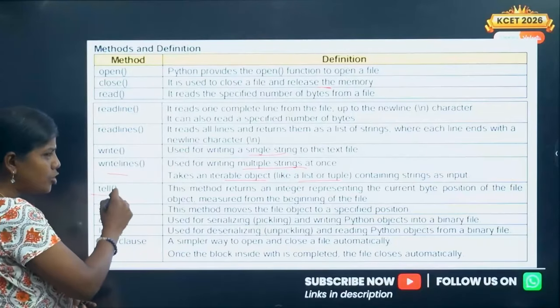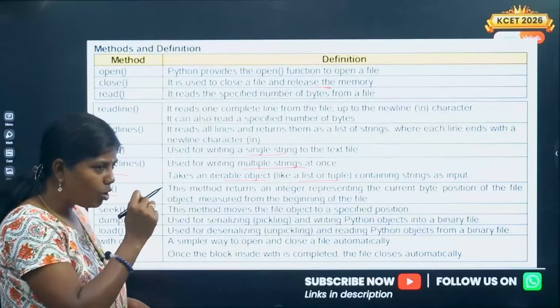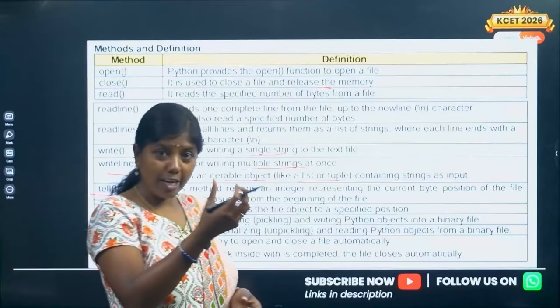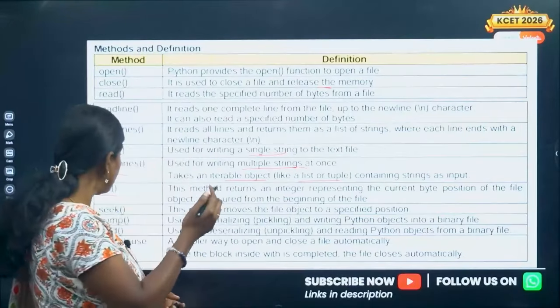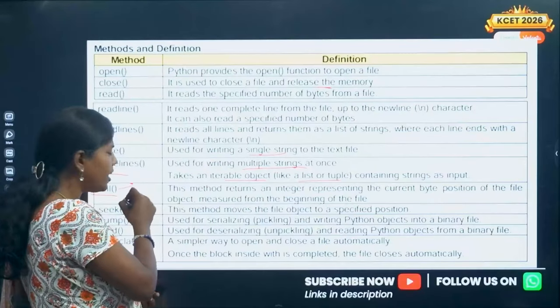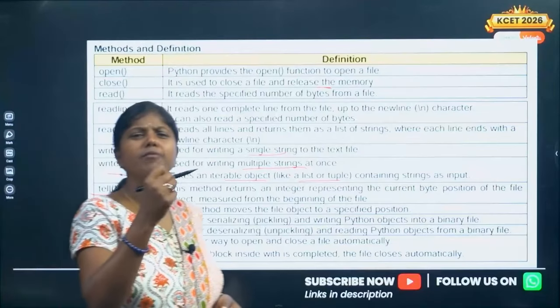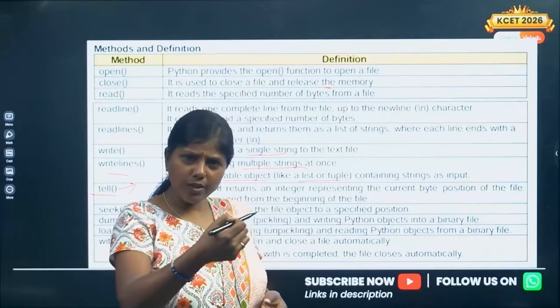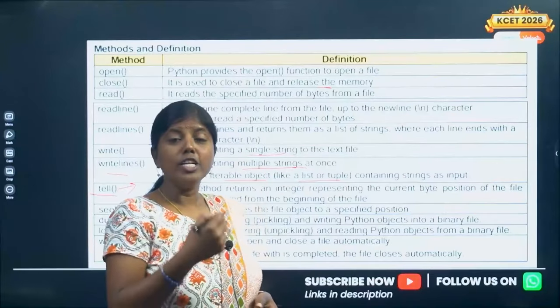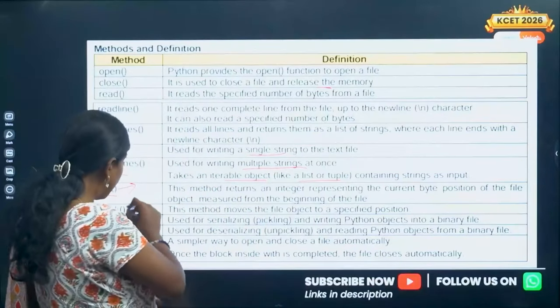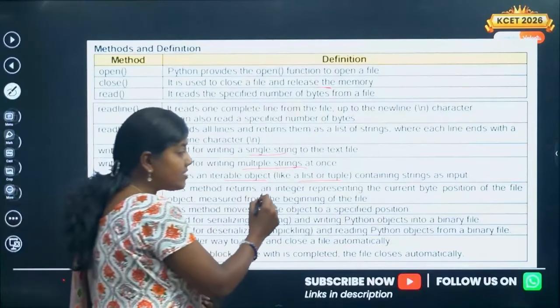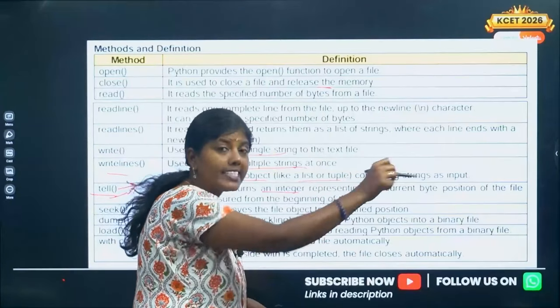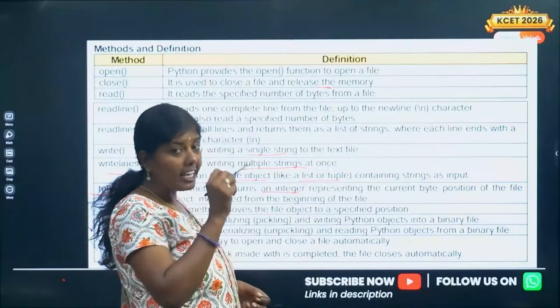We have a tell function. I told you the open function always gives a file object. The file object keeps pointing to a position. When you read one character, it is incremented by 1. If you write one character, it gets incremented by 1. So the tell function gives an integer representing where exactly the file object is in the file.